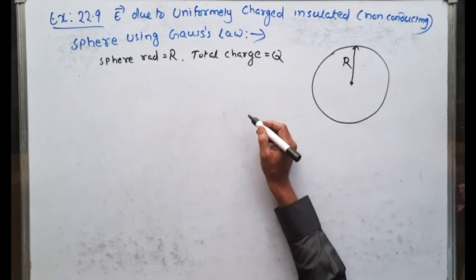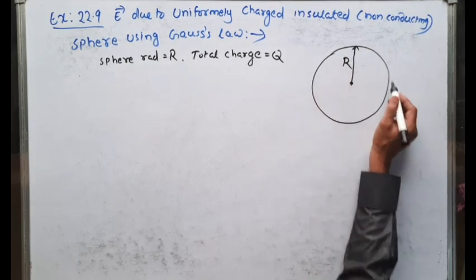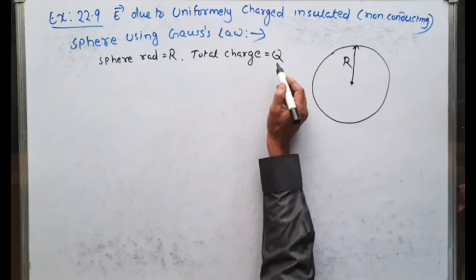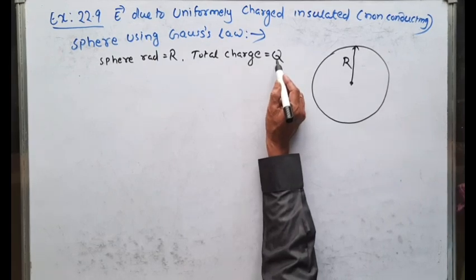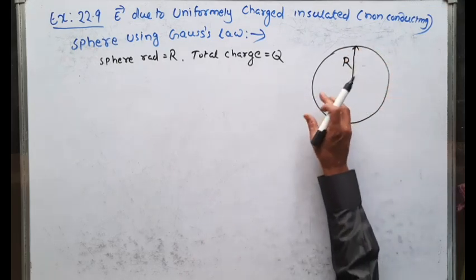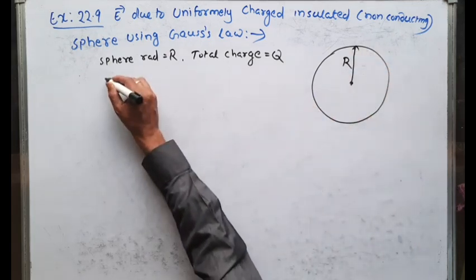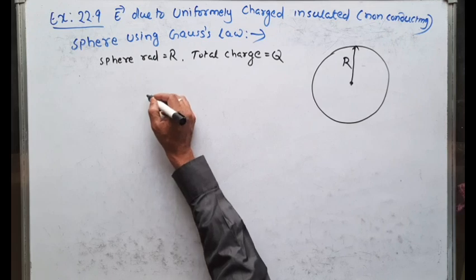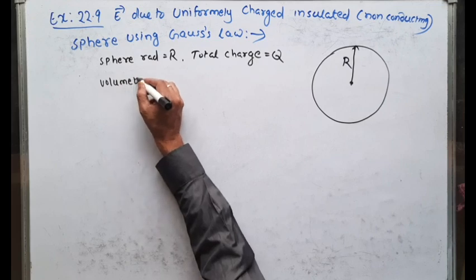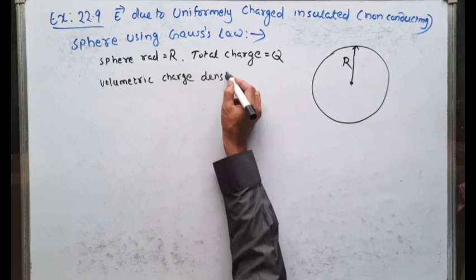Just take an example, suppose a cricket ball. A cricket ball is a non-conducting solid sphere. We will give a total charge of Q value, and that total charge Q is uniformly distributed. Since the cricket ball occupies a space and is a solid sphere with uniformly distributed charge, we have to find the volumetric charge density.